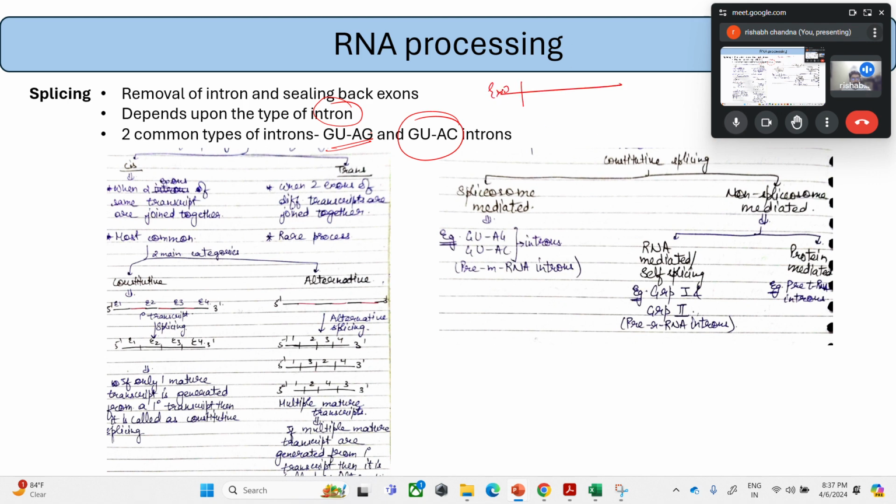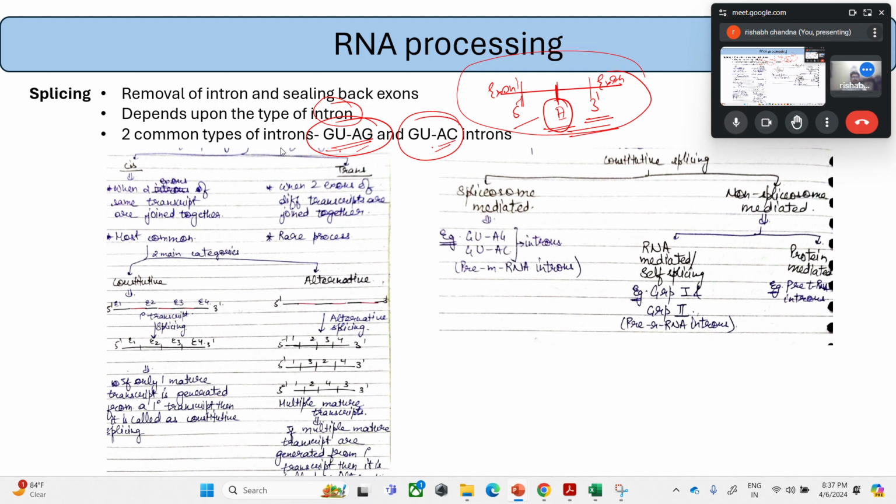This is exon 1, this is exon 2. This is the 5 prime splice site, this is the 3 prime splice site, and here is a branching point. These regions are based upon the branch point that is present, and the different bases present at the 5 prime and the 3 prime sites. Different types of introns have different structures. Here we have two common types of introns, GUAG and GUAC. The most common is GUAG, so we'll be studying most probably GUAG only, not GUAC.